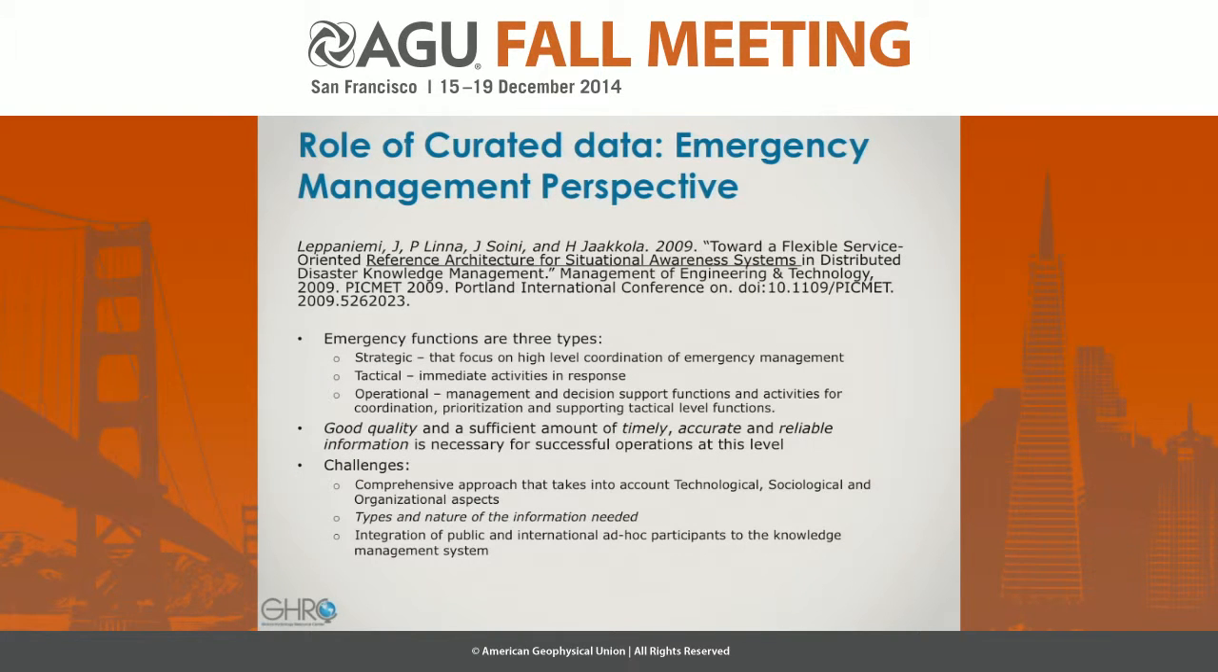So there is this really interesting paper that talks about this reference architecture for situational awareness. And they talk about emergency functions falling under three basic categories. You have the strategic one that is looking at a high level of coordination of emergency management. Then you have tactical that is actually looking at the immediate activities that you have to do in response to whatever disaster has happened. And then there is the whole operational aspect of management. So the key for all three is that there's a need for good quality and sufficient amount of timely, accurate and reliable information that's necessary at all three levels. So that's the key there.